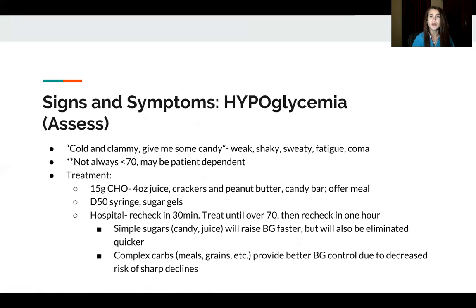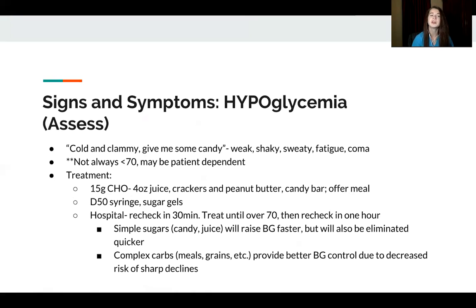And this is actually not always a blood sugar less than 70, which is the textbook definition of hypoglycemia. It's actually patient dependent. So if these patients are normally used to their sugars being in the 200s, well, if they drop down to 100, they can have signs of hypoglycemia, and that needs to be addressed.